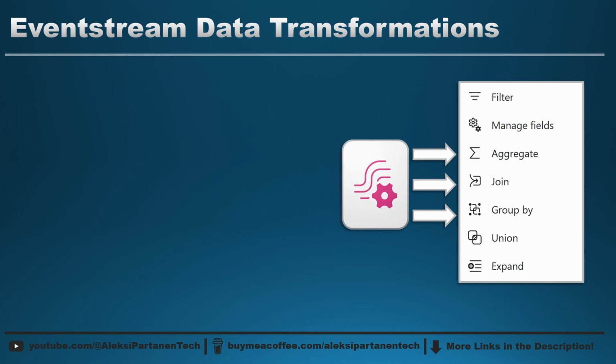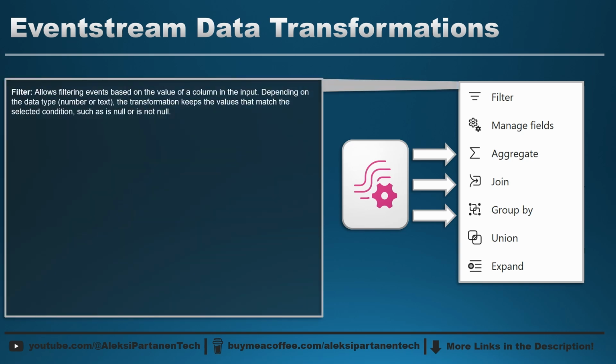Let's start with filter. That is a filtering transformation like the name implies, and it allows filtering events based on the value of a column in the input. Depending on the data type, number or text, the transformation keeps the values that match the selected condition, such as is null or is not null. This transformation is great if you want to filter out some unnecessary data.